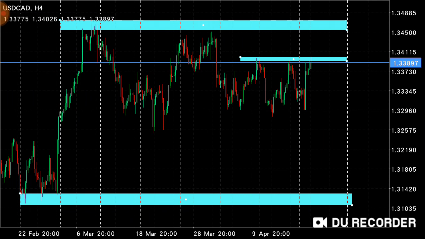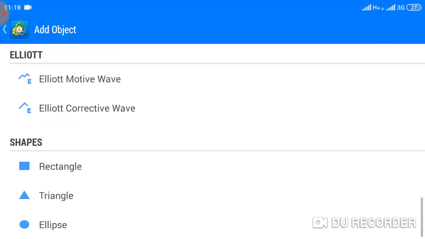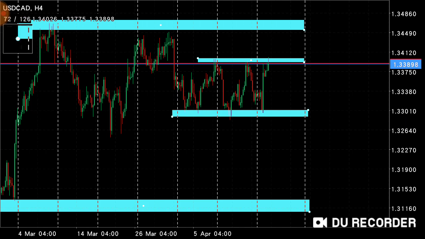Alafu nitaangalia turning point zingine huko ndani. So I will simply tachora zone yangu nyingine hapa. Because this area has been facing a lot of price rejection. Pia na yenyewe nitaiwekea zone, a small zone right over there. Au naweza nikaivuta sababu this level has been tested mpaka huku nyuma.